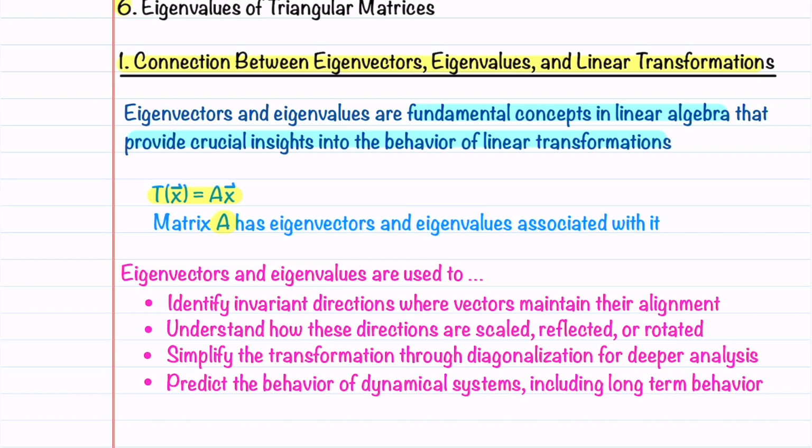Eigenvectors and eigenvalues are used to identify invariant directions where vectors maintain their alignment, understand how these directions are scaled, reflected, and rotated, simplify the transformation through diagonalization for further analysis, and then predict behavior of dynamical systems, including long-term behavior.